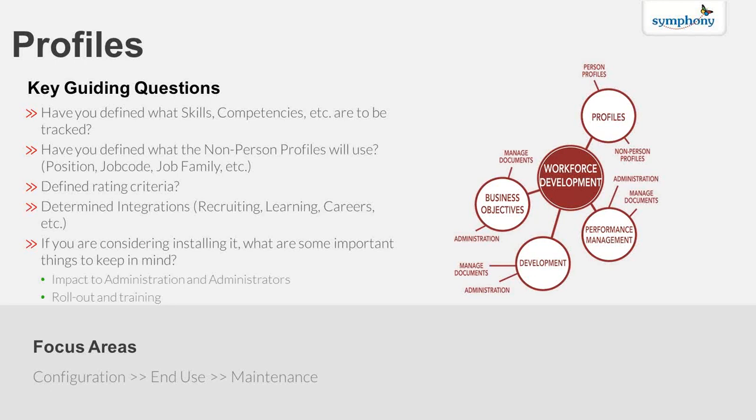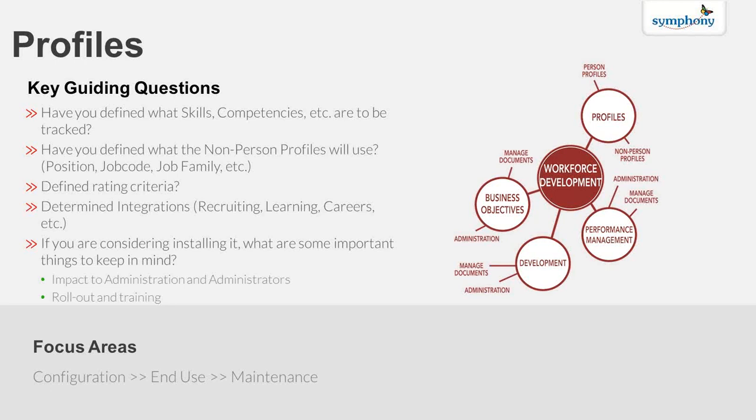The next thing is, what are your profiles going to look like, your non-person profiles? Again, what are you using for that? Do you use position management? Are you going to use positions for definition of that? Or you use job code, job family? There's different options, and you need to plan and prepare for which one you're going to decide on.